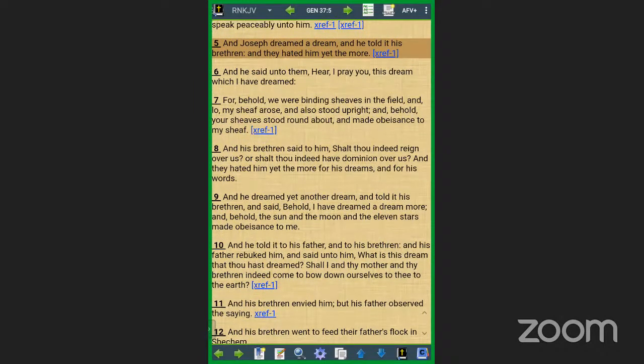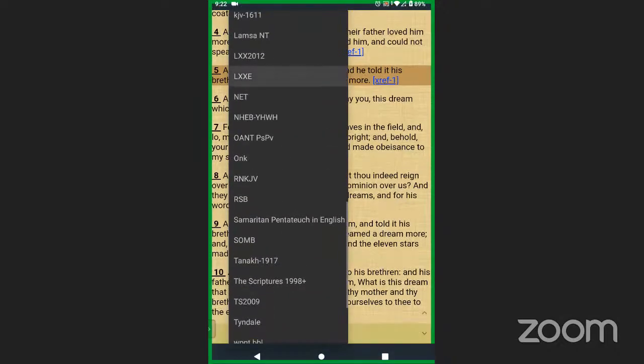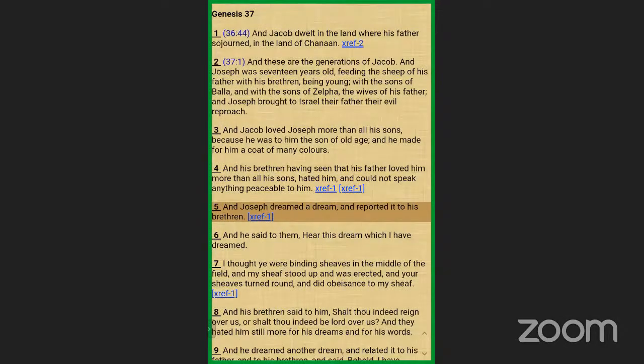Okay, so Genesis 37, verse 5, Masoretic says, "And Yusuf dreamed a dream, and he told it to his brothers, and they hated him yet the more." In the Masoretic, it has it there. But it doesn't have it in the Septuagint, which I find interesting.